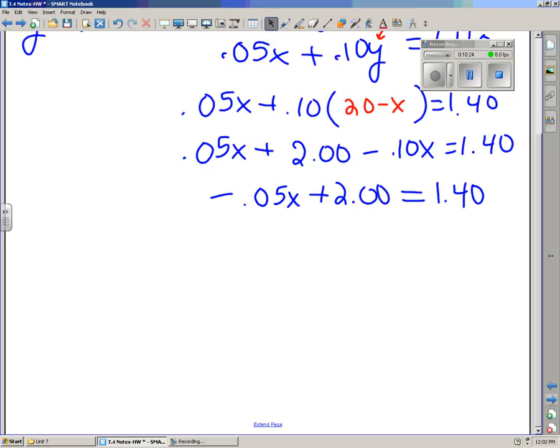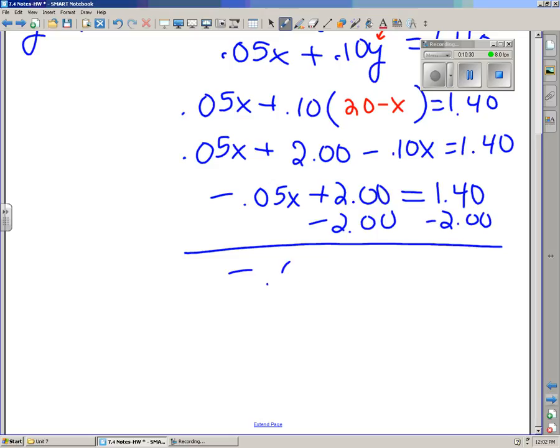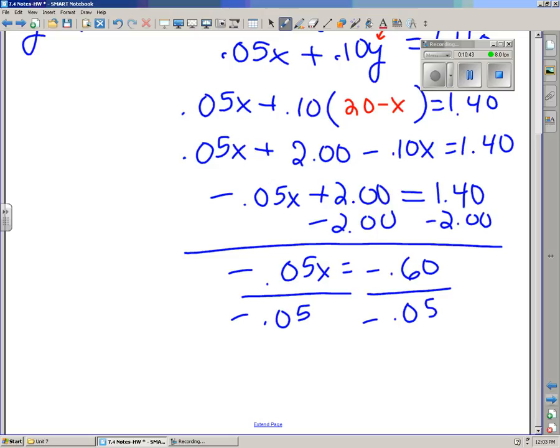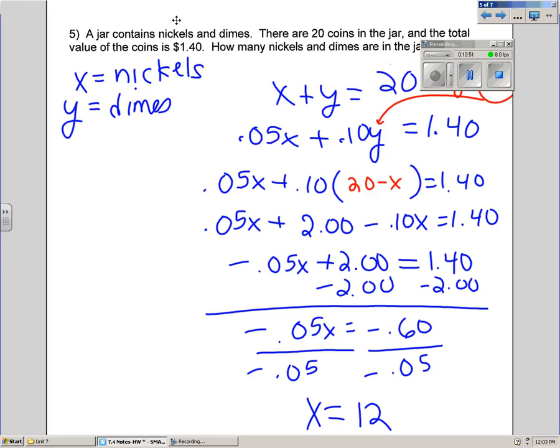If I subtract $2 from both sides, negative 0.05x equals negative 60 cents. If I divide both sides by negative 0.05, I'm going to get x to be 12, which means I've got 12 nickels.